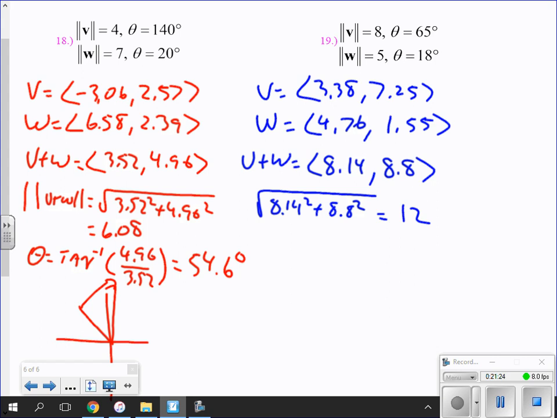Interesting. Magnitude is a unit vector. Not a problem. And then you work out theta to get the direction. It is the inverse tangent of 8.8 over 8.14. That is very close to 1, which would be very close to 45 degrees. And in fact, you get 47.23 degrees. And thus endeth the lesson.